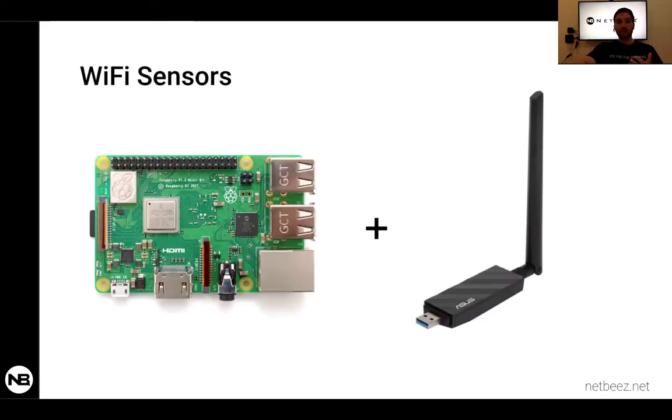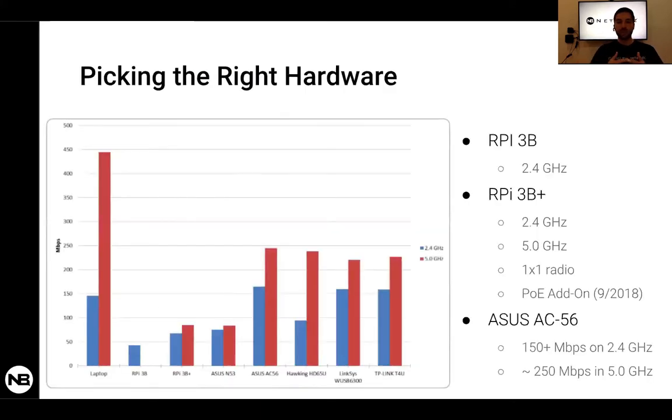Now, whether you're looking to build your own or go with a commercial one, we've done a lot of research into the Wi-Fi sensors, and here's some of the stuff that we have found. With the 3B model of the Raspberry Pi, these are only able to connect to 2.4 gigahertz, up to 50 megabits per second. With the 3B Plus, these can connect to 2.4 and 5.0 gigahertz, but because of the 1x1 radio, it can only get up to 75 megabits per second.